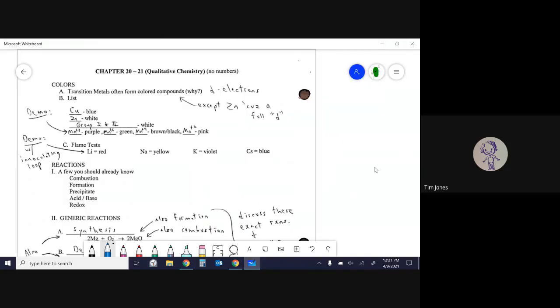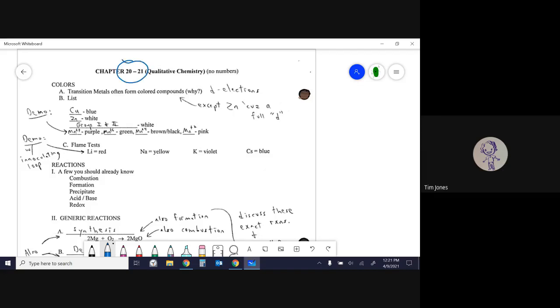Hello. This will be AP Chemistry Notes, pages 96 to 98. We're starting a new unit. It says that the chapters are 20 to 21, but they're actually more than that.